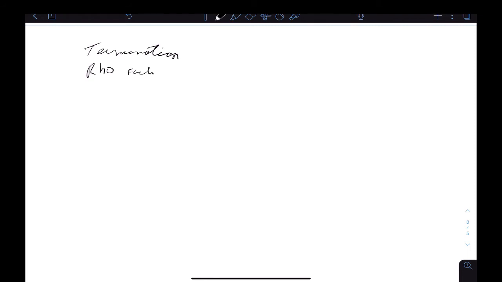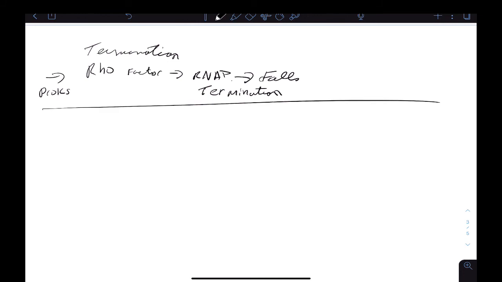So keep this in mind, this is in prokaryotes. This Rho factor attaches to the DNA strand and causes the RNA polymerase to freeze, more or less, because then it can't move anymore. Once that happens, it dissociates. It falls off that DNA, and we finally end up with termination. Now, in eukaryotes, things are a little bit more complicated. Things are not as easy as that, so let's talk about that now.